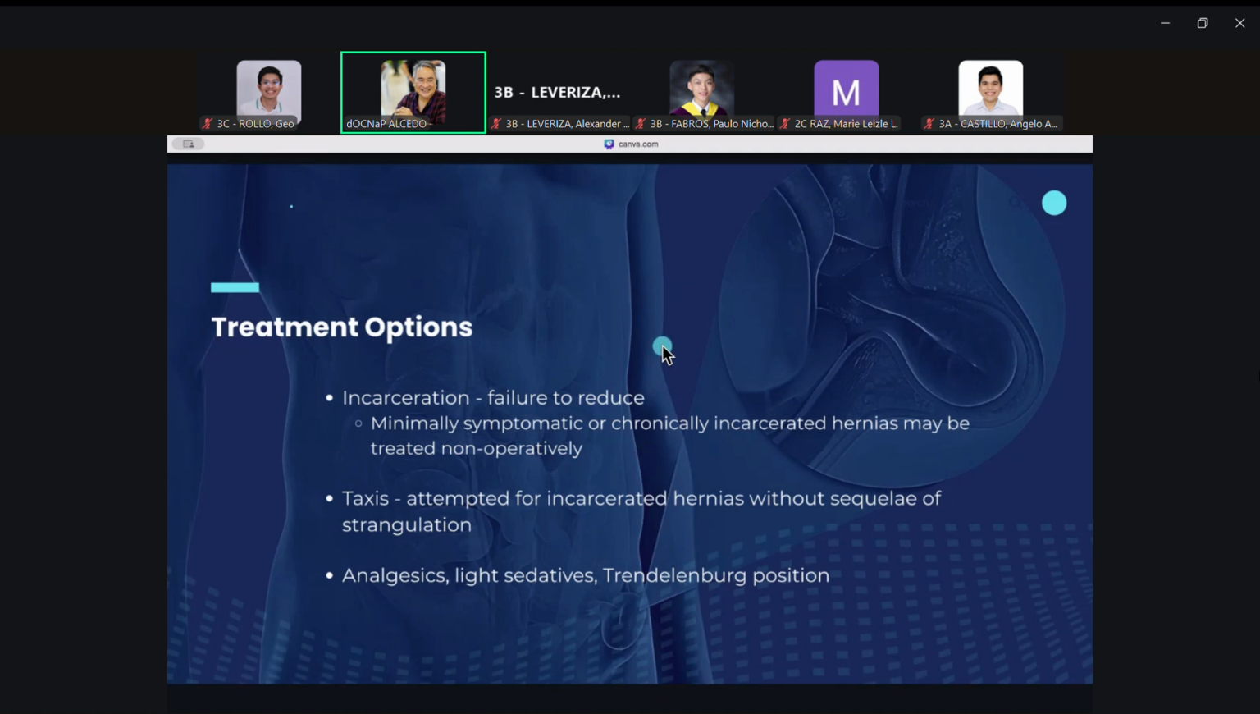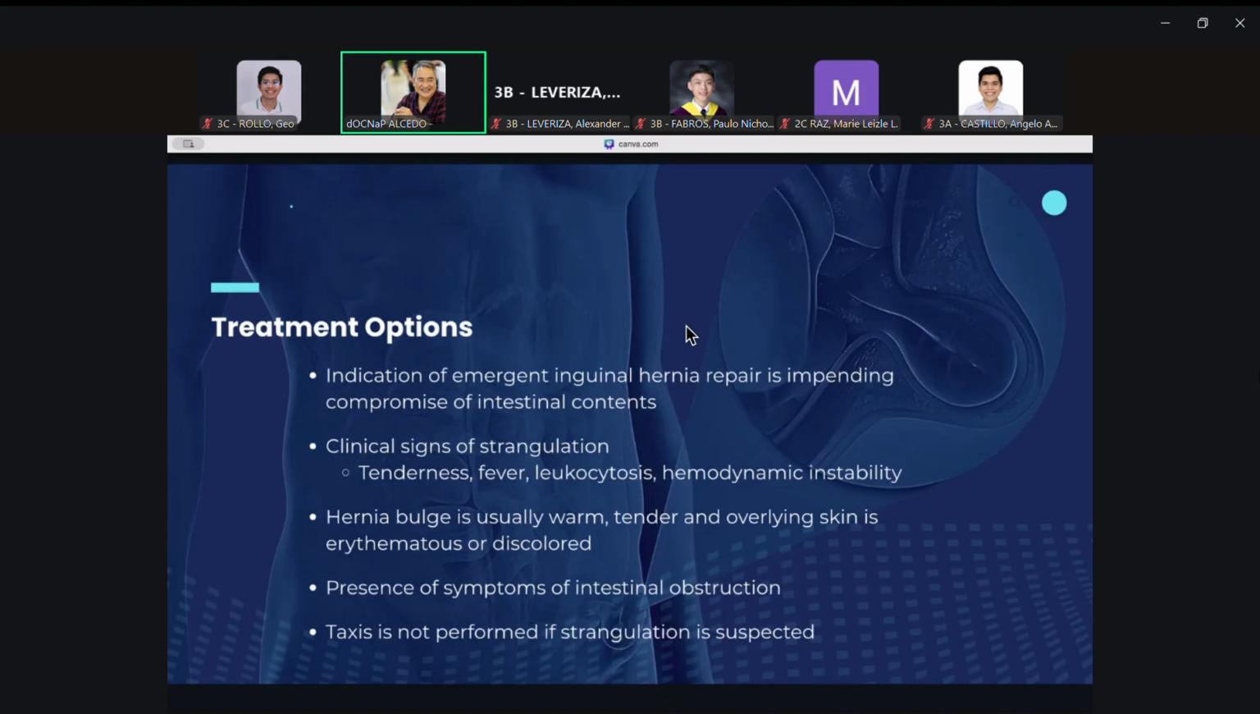So of course, when you attempt taxis, you have to give your patient analgesics. You have to sedate the patient to make the muscles relax, and of course, put the patient in a Trendelenburg position. So an indication for emergent inguinal repair is an impending compromise of intestinal contents.